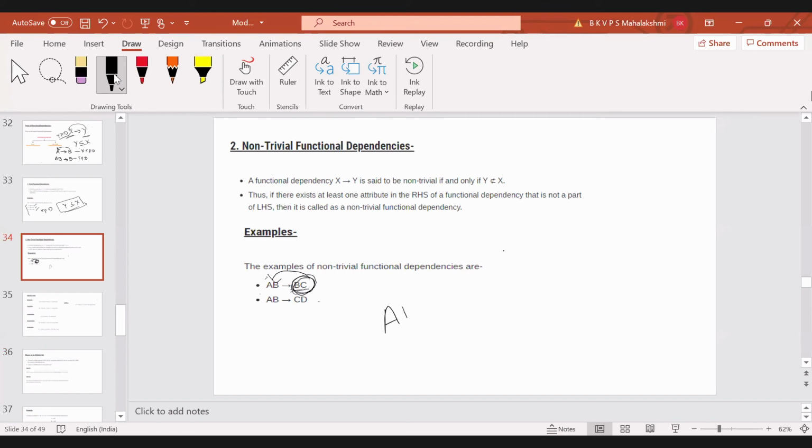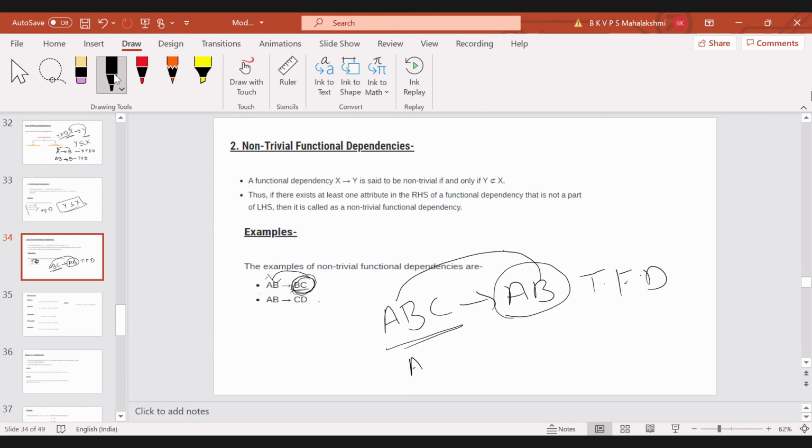And see here, it is a trivial functional dependency, because the complete AB is a subset of ABC. So like this. And AD is not a subset of ABC. So it is non-trivial. That's it. Simple. So simple.